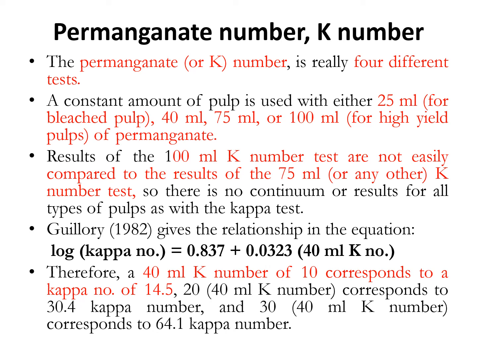Now Guillory gives the relation between the Kappa number and the K number. That is, log Kappa number is equal to 0.837 plus 0.0323 times the 40 ml K number. The 40 ml K number is what you get when you are using 40 ml of permanganate. Therefore, a 40 ml K number of 10 corresponds to a Kappa number of 14.5.